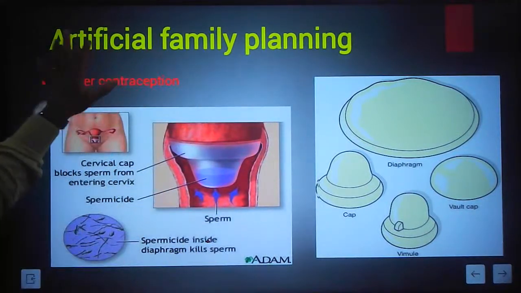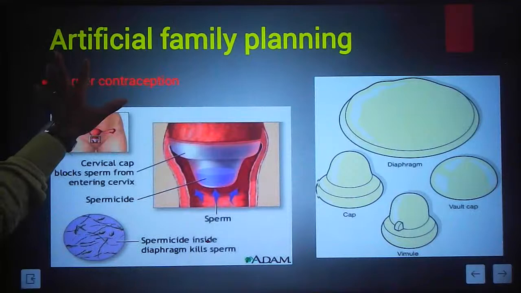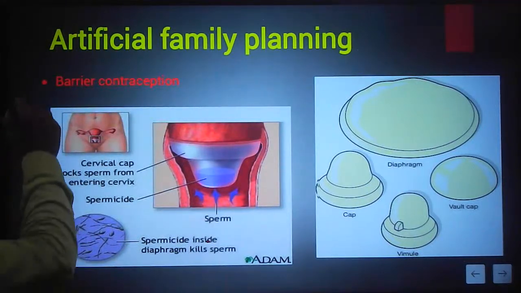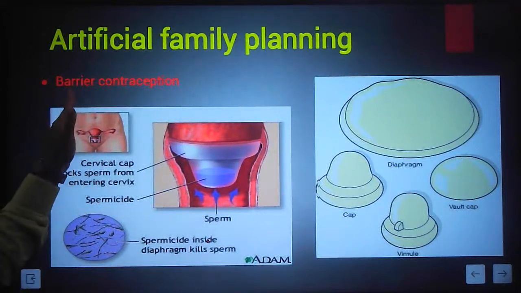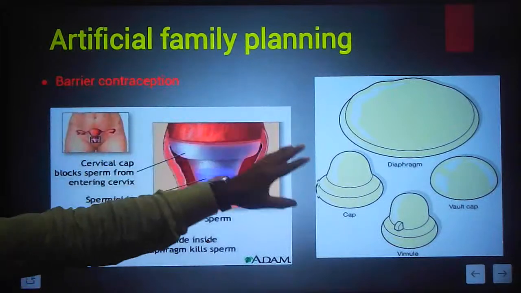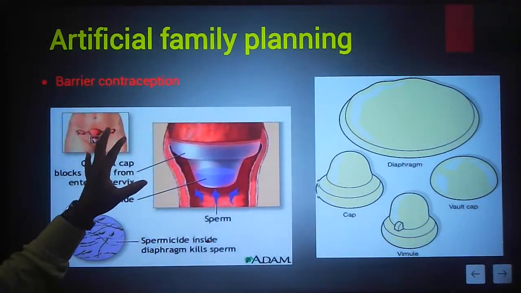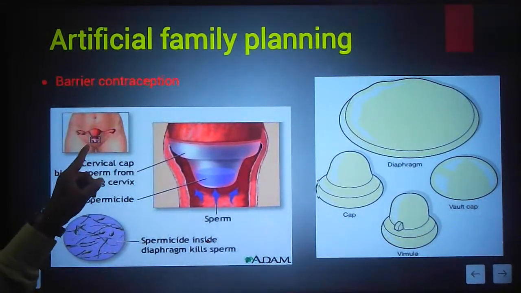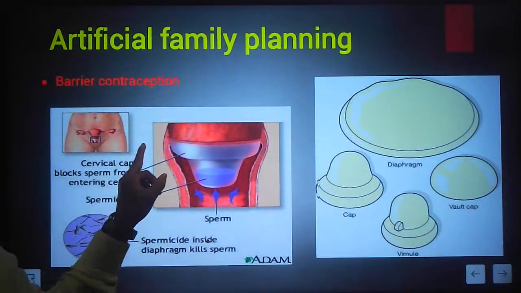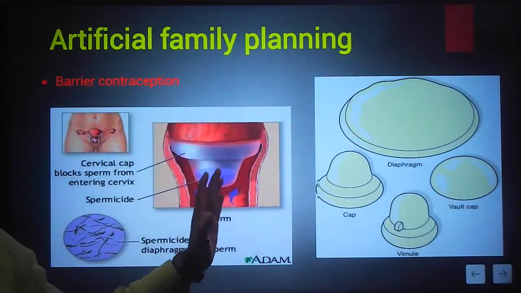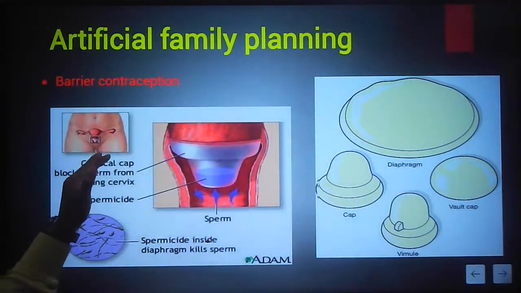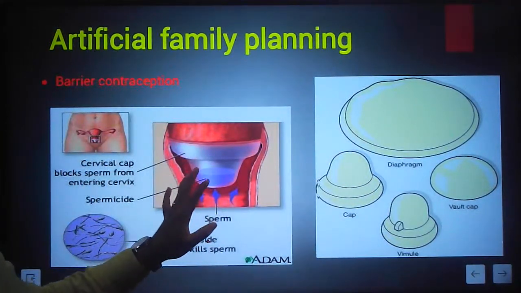Now we move on to the artificial planning technique. Here you could see the barrier contraception. What do you mean by the barrier? It may be physical. So first we're going to discuss the physical barrier. What will the physical barrier do? The physical barrier prevents the sperm, and will not allow the sperm to go deeper. So it will not reach the fallopian tube, so fertilization will not happen.